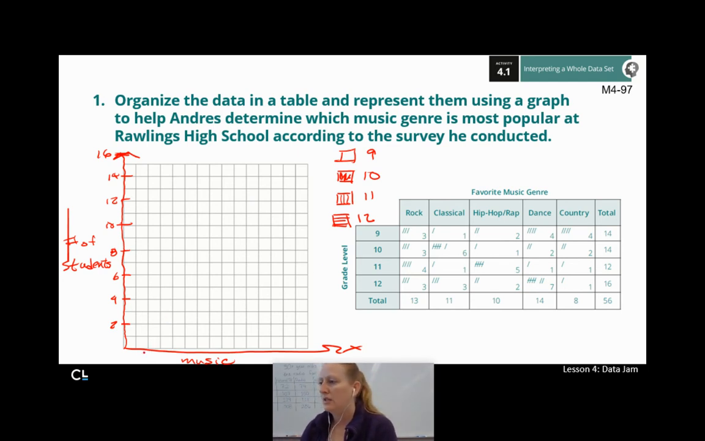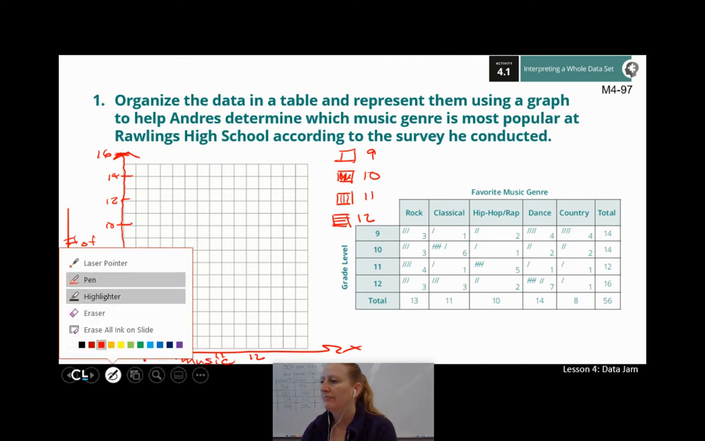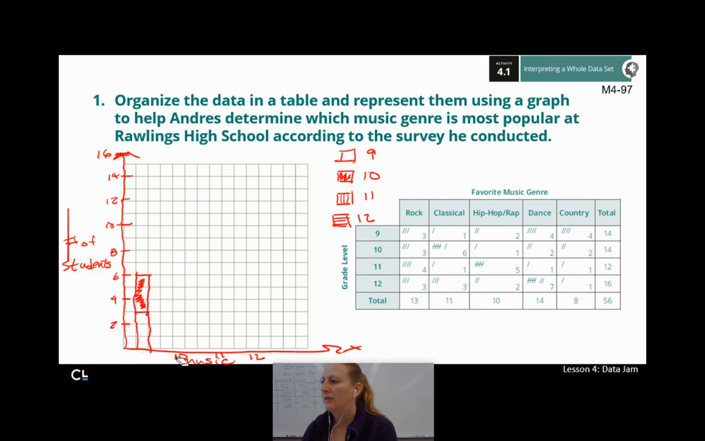So for rock, I've got my 9th, 10th, big space in between here, 11th and 12th. All right. So for my 9th graders, it looks like I got to go up to 3 of them that like rock. It's my empty one. 3 10th graders that like rock. Oh, I did this wrong. Miss Scott, what are you doing? You know what I did wrong, don't you? This should be rock. This is rock.